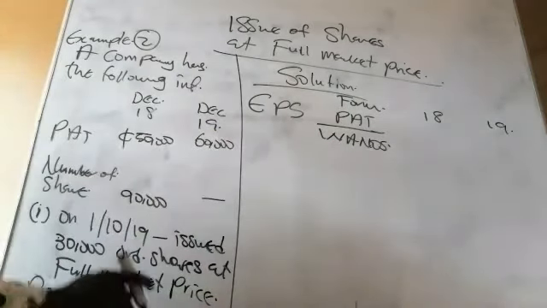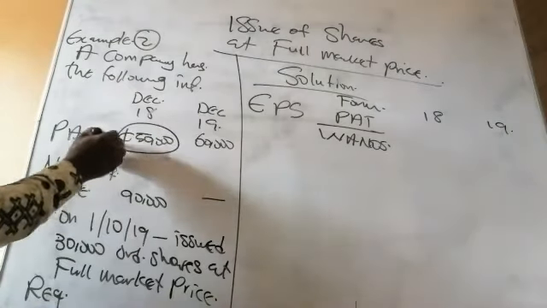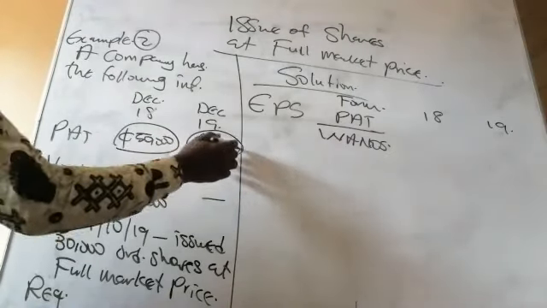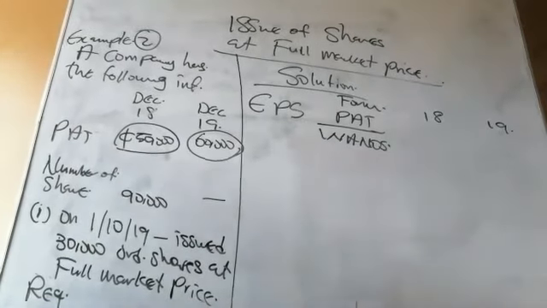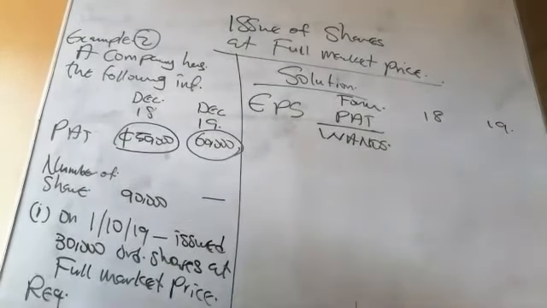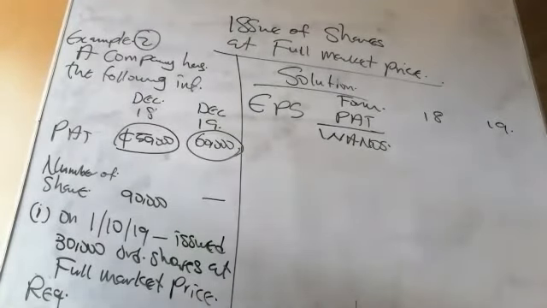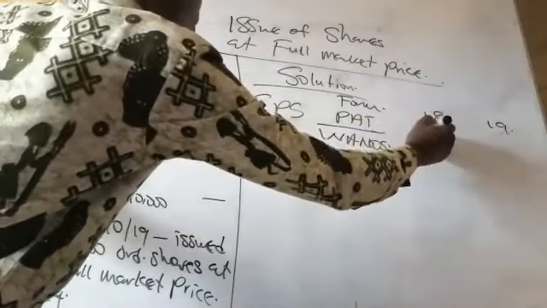2018 profit after tax was 50,000 here, and here it was 60,000. So what's the profit after tax? The profit after tax will be 50,000. I write it over.